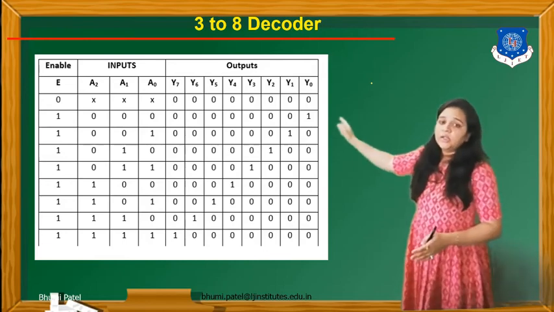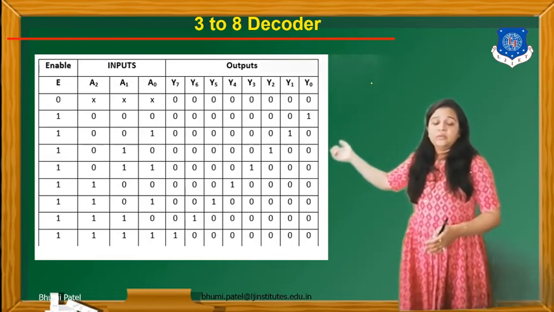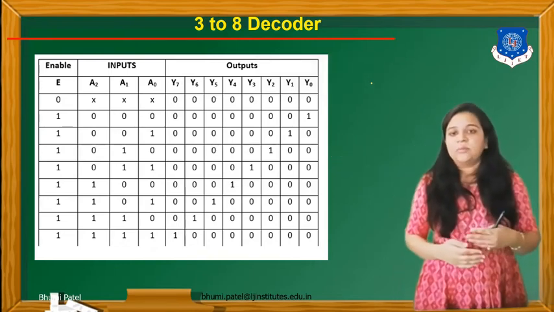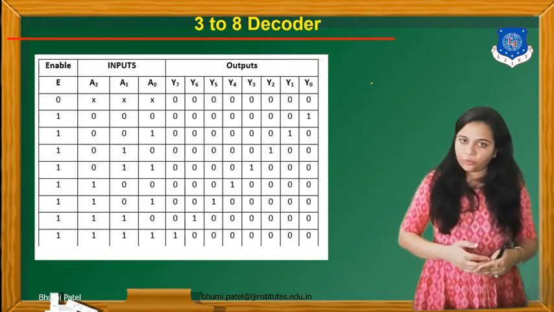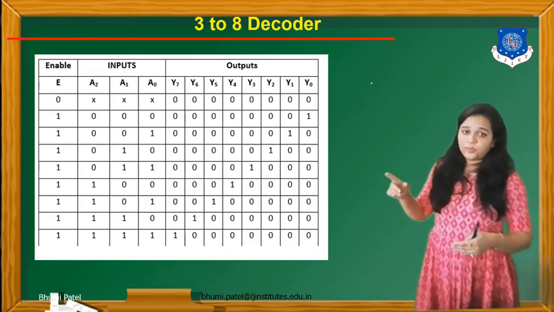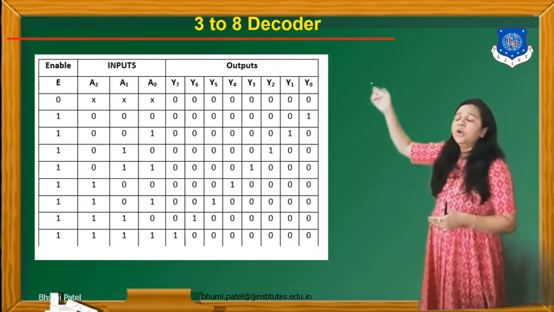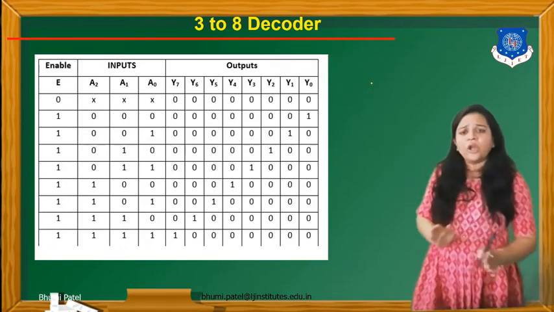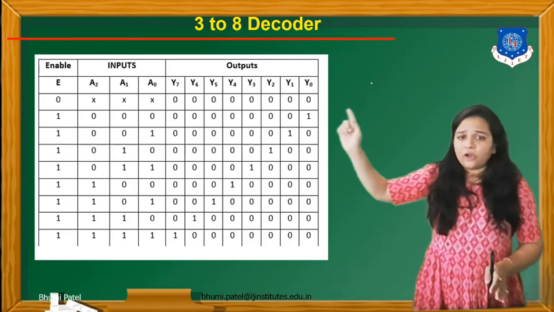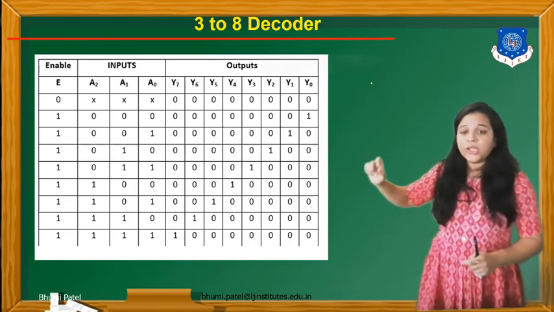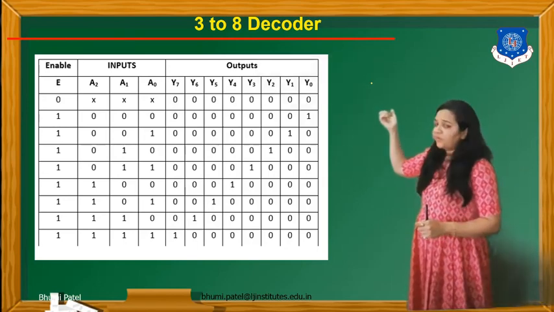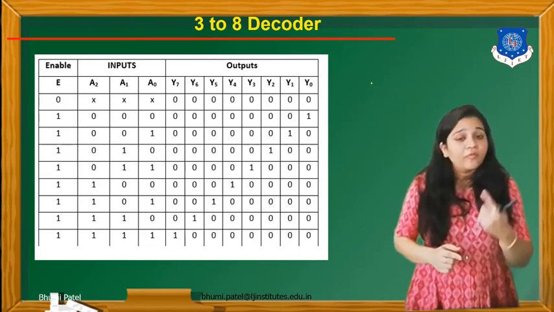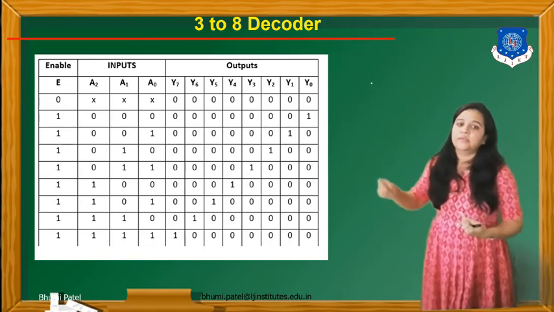If enable is high, then we can apply the different input possibilities and check the output. The first possibility: if enable is 0 and the inputs are any combination of high and low, we cannot get the output, so all the outputs will be 0. The next is if enable is 1 and all the inputs are low, we get one output high, that is Y0.